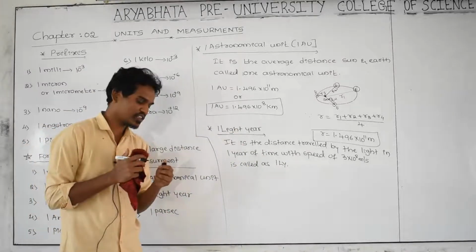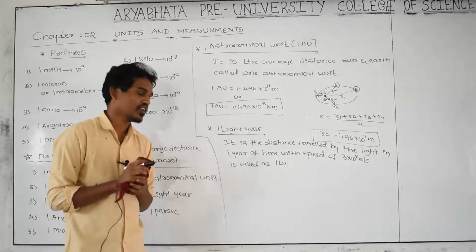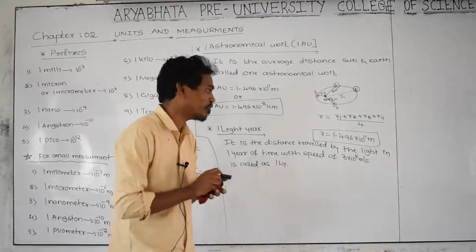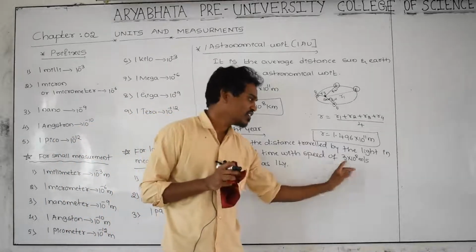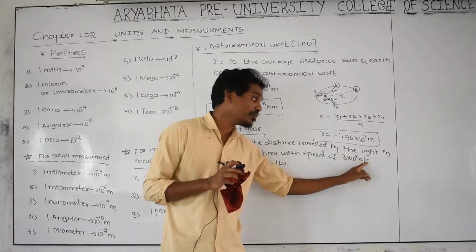It is the unit of distance. What is it indicating? As you know very well, in a vacuum, what is the speed of the light? 3 into 10 to the power 8 meter per second.